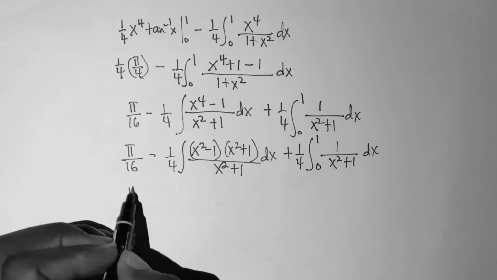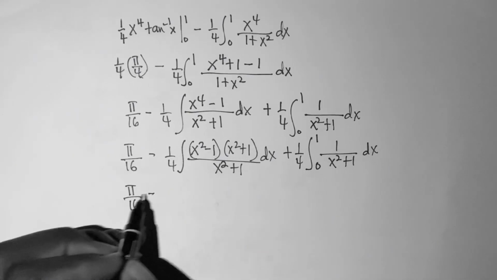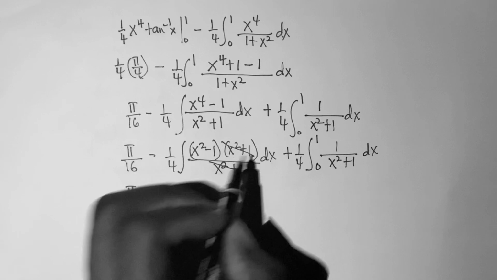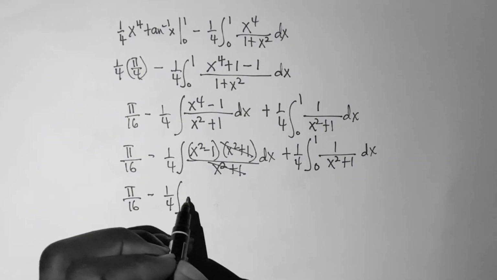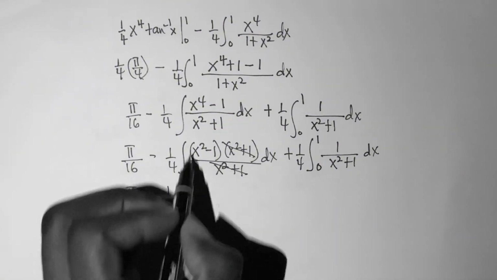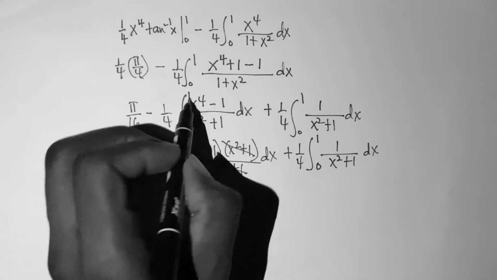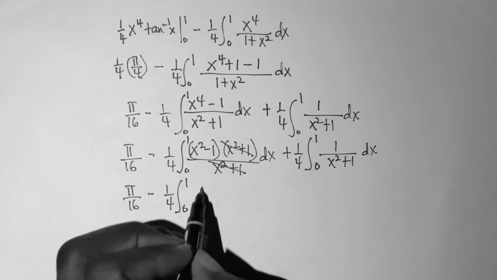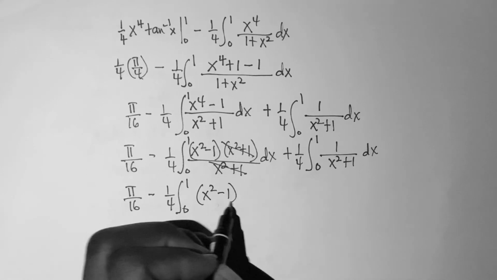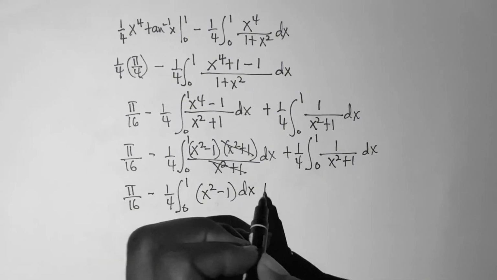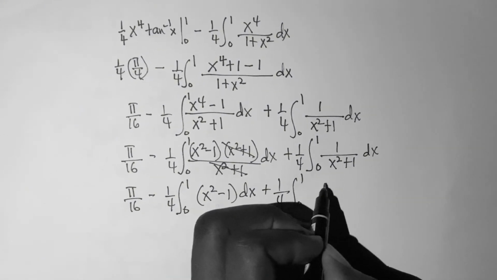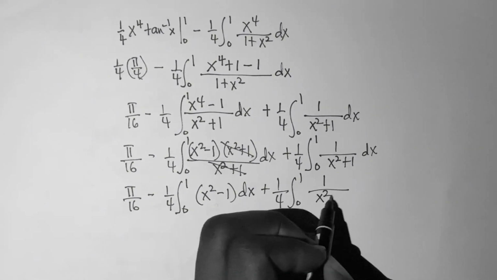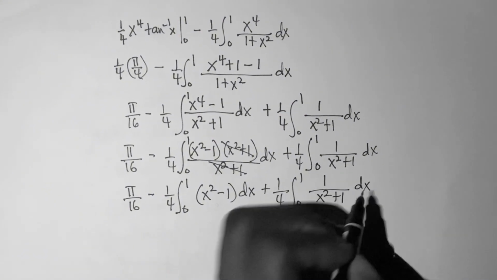So this becomes pi over 16 minus this part, and this part can cancel out. So we are left with 1 over 4 integral from 0 to 1 of x squared minus 1 dx. And then plus 1 over 4 integral of 0 to 1 of 1 divided by x squared plus 1 dx.